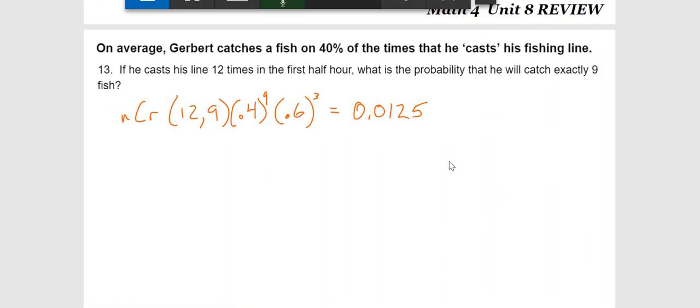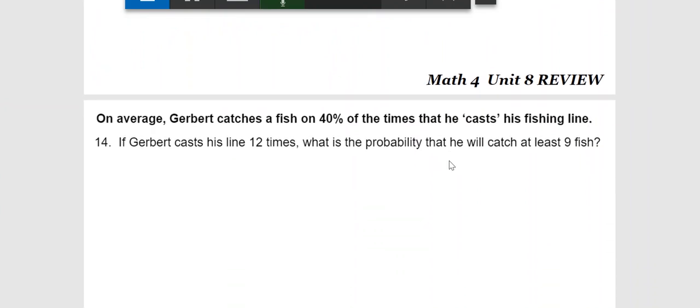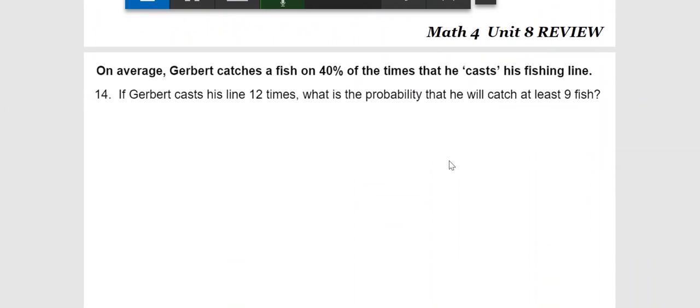All right. So now we ask, what about catching at least 9? That means 9, 10, 11, or 12. Well, you saw what 9 was like. You can begin to guess what the rest of them are going to be like. And that's going to be parenthesis, parenthesis, and then that was 0, 1, 2, 5.